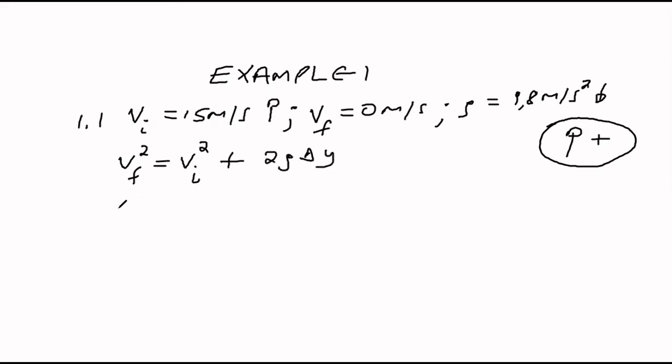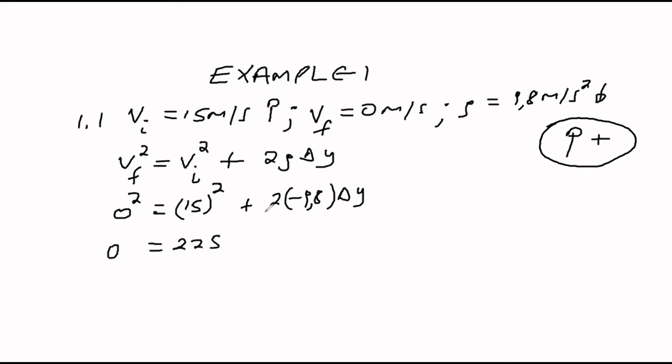Let's make the substitution. The final velocity is 0. We substitute the initial velocity, which is 15. We take 15 as positive because it is upwards. Then g is negative 9.8, because it is downwards, taken as negative. 0 squared is 0. 15 squared is 225. Positive 2 times negative 9.8: positive times negative is negative. 2 times 9.8 is 19.6 delta y. Then we can take this negative term to the left and it becomes positive.